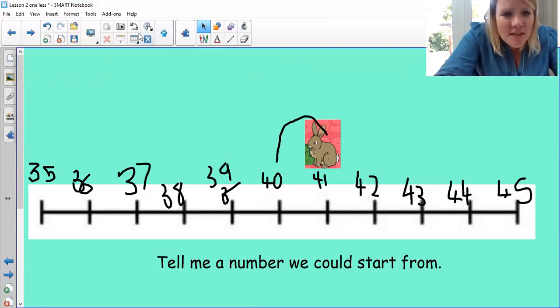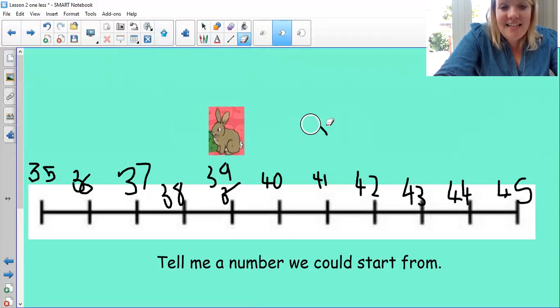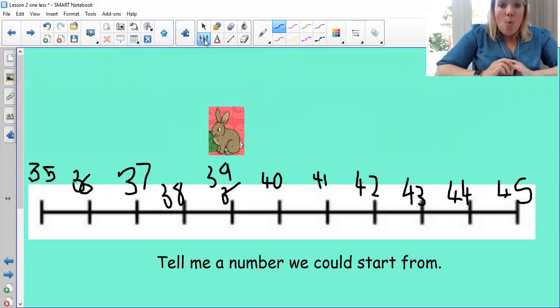Brilliant. One more. Let's speed this up. I'm going to put Bunny on a different number. I'm going to put Bunny on the number here. What number is that? Fantastic. Well done. 39. 39 is our number. What happens when Bunny hops 1 less than 39? Off you go.